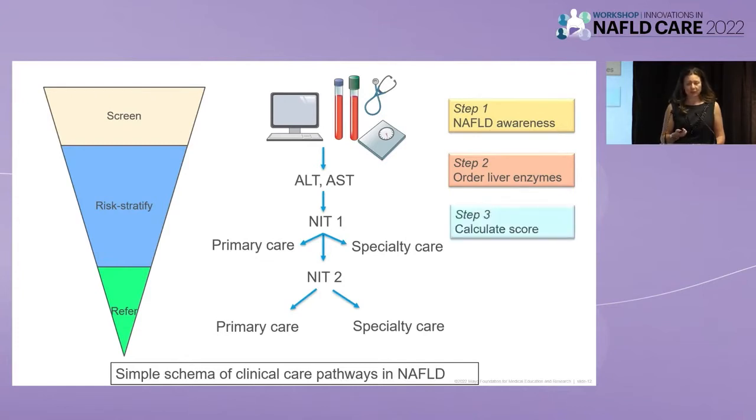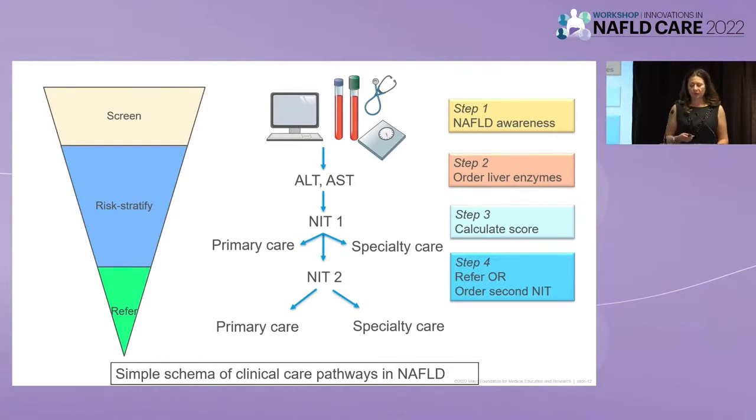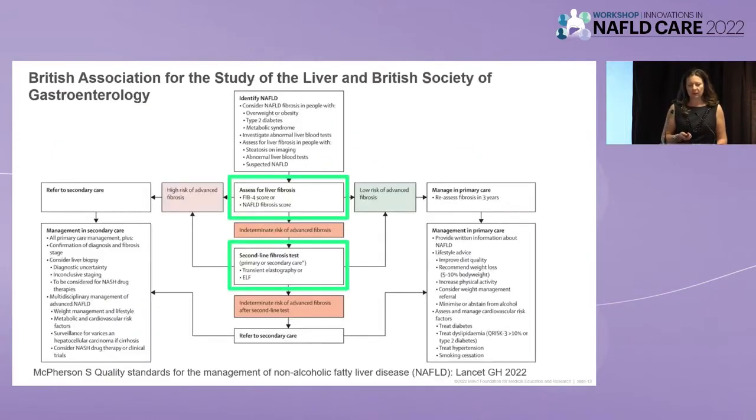Then they need to calculate a score, either automatically, as we heard through ILF, or the pathway that Manolis presented, or they need to put in the FIB4 calculator, think about doing that. And then they need to either refer, make that decision, or if it's indeterminate, order a second NIT. And lastly, they need to make another decision to refer after all these steps.